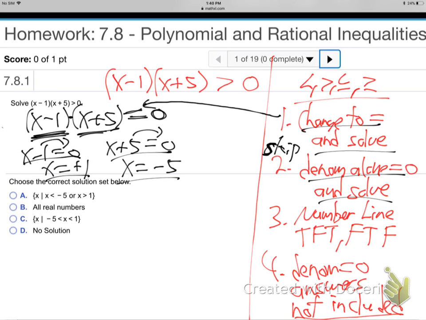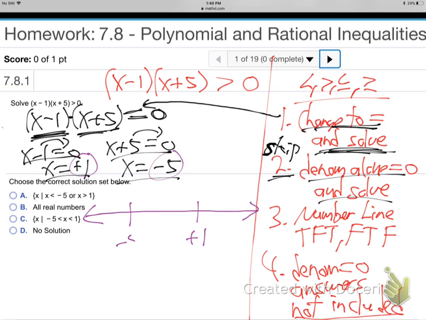Okay, so that's solving. We changed it to equals and we solved it. Step 2, we skip. We don't have any denominator. Go to step 3. Go to the number line. Now, what do I mean, the number line? You draw a number line and you put your two answers, positive 1 and negative 5. There's positive 1 and negative 5 on the number line.